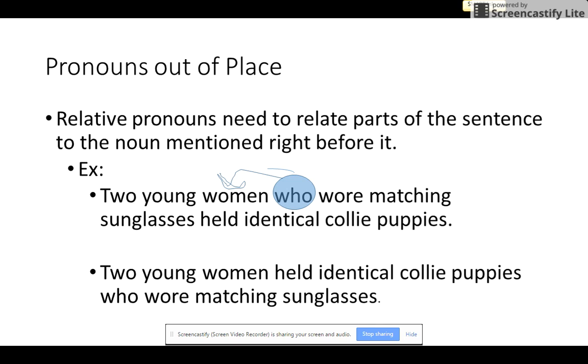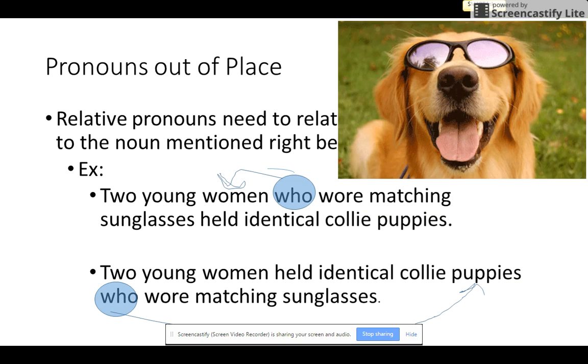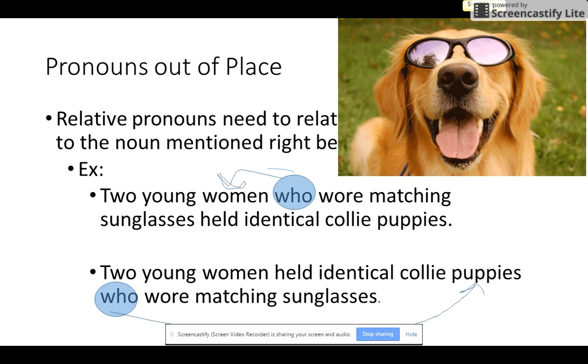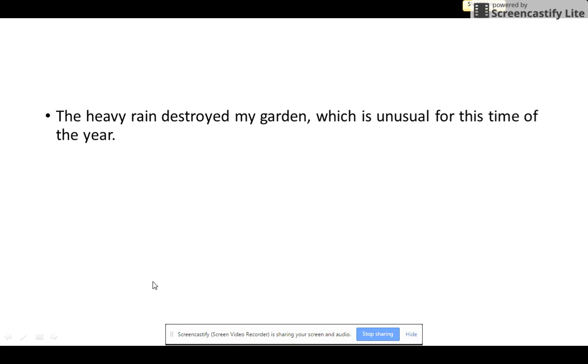Then we have this sentence. Two young women held identical collie puppies who wore matching sunglasses. Again, this is the same sentence except we move that relative pronoun who. Notice this who has moved right next to our noun puppies. So this time, this noun is referring to puppies. So unless the writer of this sentence was trying to be funny, this sentence does not make sense because what it's talking about is puppies that wear sunglasses instead of women who wear sunglasses. So this would be considered an unclear sentence or a vague sentence.